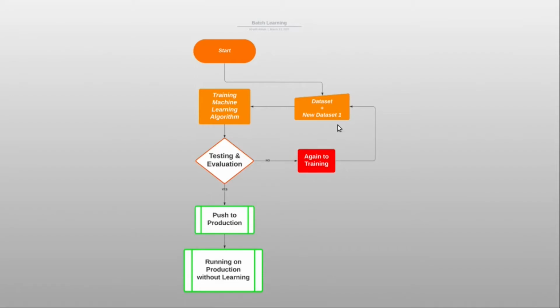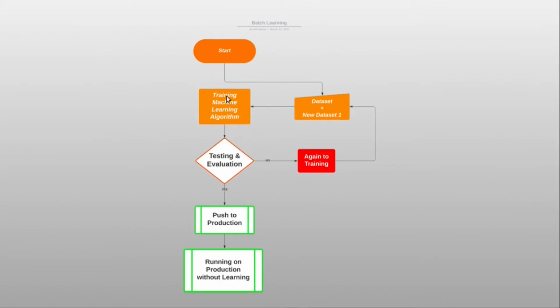Whenever we update the model, we need to combine both the old dataset and the new dataset, and give them together to the machine learning algorithm for training. So for each update of the model, we need to increase the disk space of the machine, and this is considered the major disadvantage of batch learning.